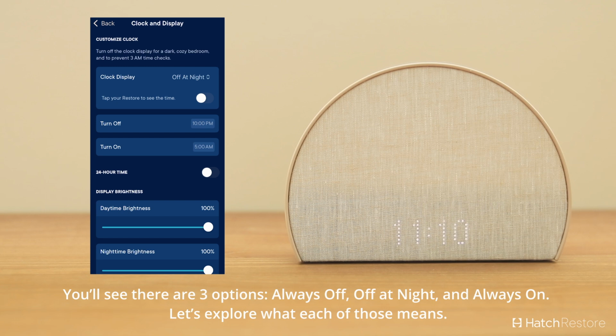You'll see there are 3 options: Always Off, Off at Night, and Always On. Let's explore what each of those means.